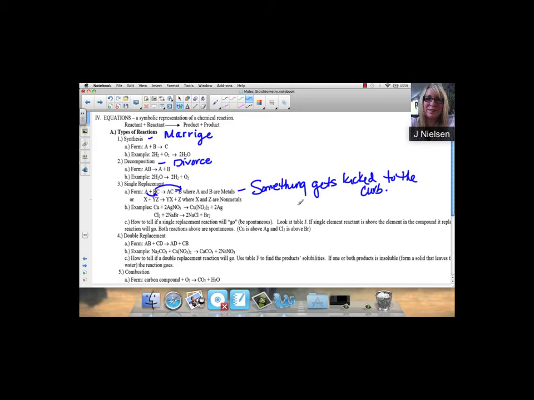Now we can use table J to do this. You want to use table J. Just like we talked about, you have to be more reactive, have to be better off. So the element pushing in has got to be higher up on table J than the element it is pushing out.